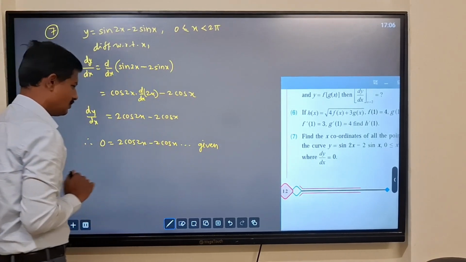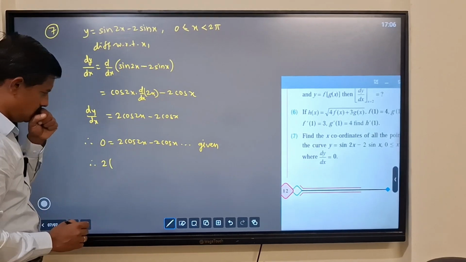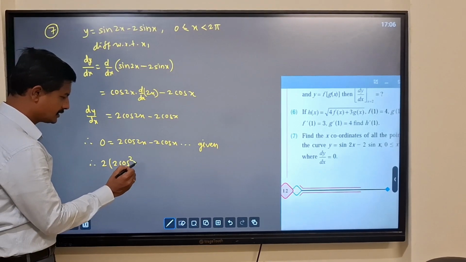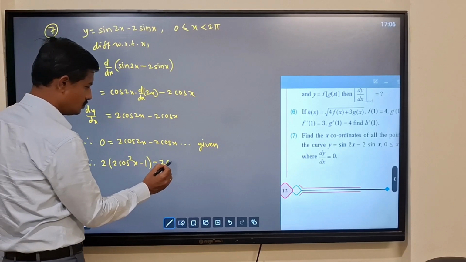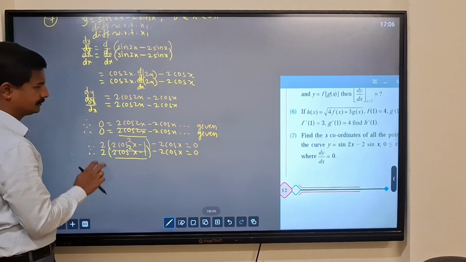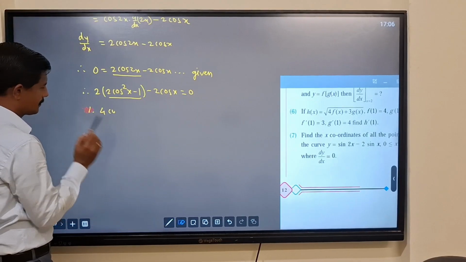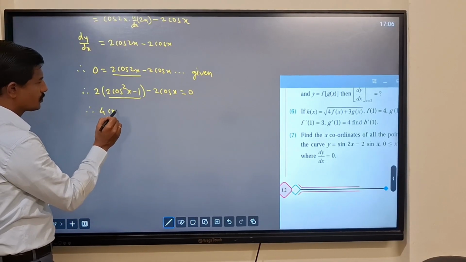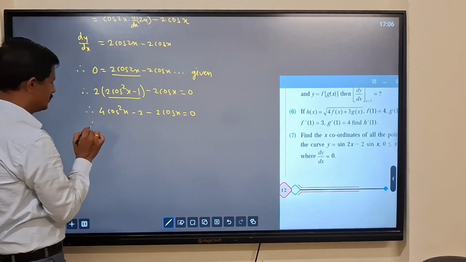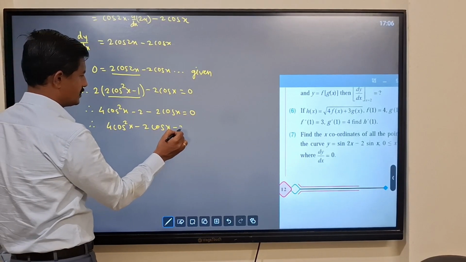And now we want to find out the value of x. Therefore, I will write it like this. 2 times the formula for cos 2x, which is 2 cos square x minus 1, minus 2 cos x, and here I will write the 0. So this becomes 4 cos square x minus 2 cos x minus 2 equal to 0. So this becomes a quadratic equation.